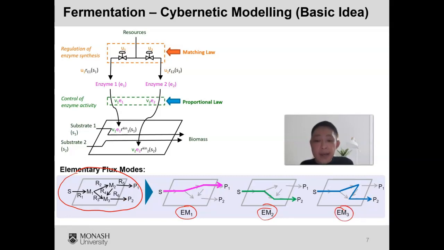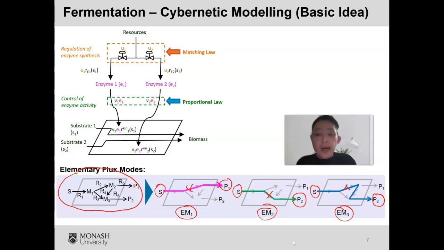So you will find that in elementary mode 1, the substrate that is being uptaken will be used to produce product number 1. In elementary mode 2, the substrate will be uptaken to produce product number 2. And in elementary mode number 3, the substrate will be uptaken to produce product number 2 too. And this elementary mode is sort of like the idea of an elementary reaction in reaction engineering, whereby you cannot simplify this pathway any more. For example, if you knock out any reaction in the elementary mode, that entire elementary mode will be discarded and will not exist anymore.